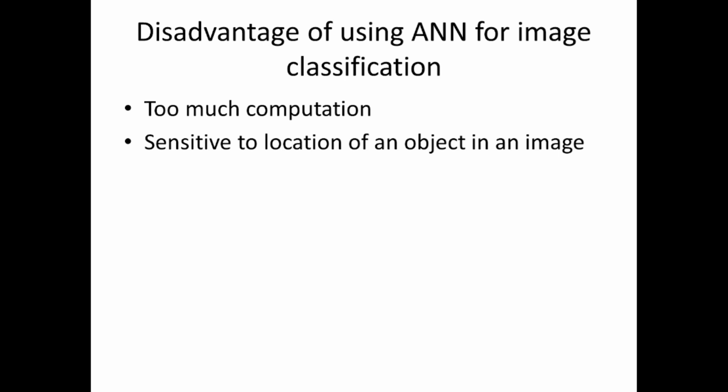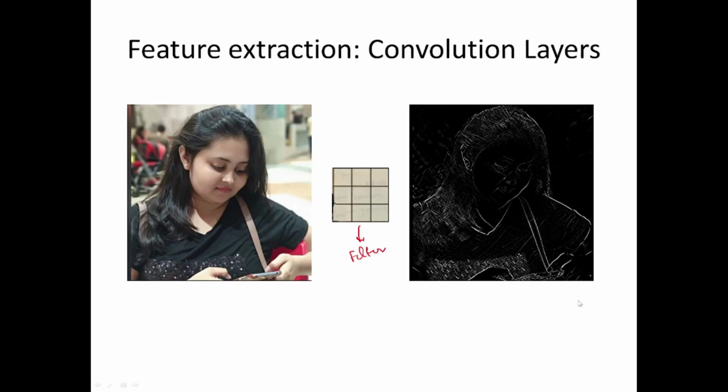So there are two basic disadvantages of using ANN for image classification. First, it requires too much computation, and second, it is sensitive to the location of an object in an image. So CNN has the potential to address these issues. CNN basically detects patterns. In CNN, the hidden layer contains a convolution layer which does the convolution operation. So the high level idea is that the convolution layer detects the patterns.